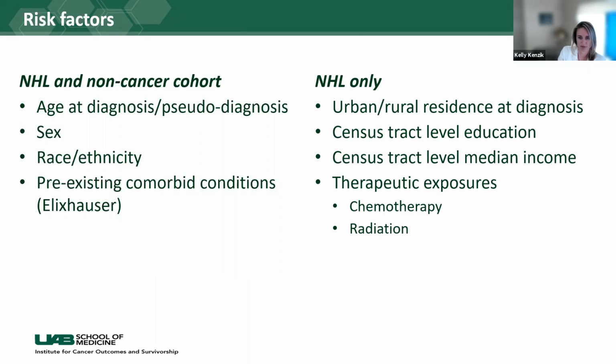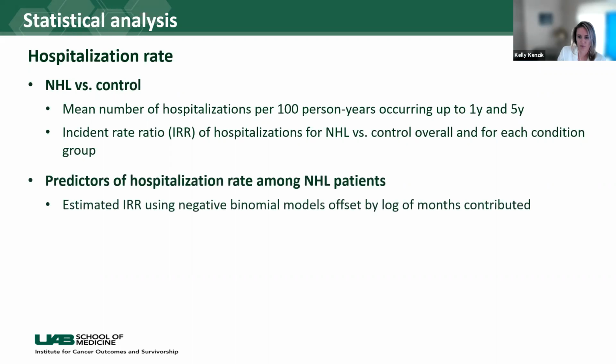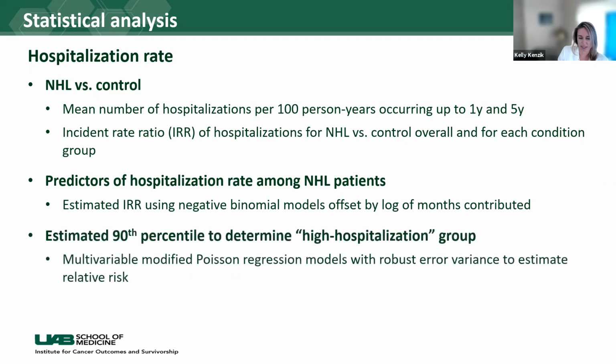From the claims, we were also able to get their therapeutic exposures. So to compare the hospitalization rates between the NHL cohort and the non-cancer cohort, we estimated the mean number of hospitalizations per 100 person-years occurring at 1 year from diagnosis and then over the entire 5 years. So we were able to see that initial spike and then capture the overall 5-year period. We calculated the incident rate ratios overall and for each of the 10 morbidity categories. Among the NHL patients, we examined specific predictors of the hospitalization rates. And then finally, we used the predicted hospitalizations to create a highest-percentile group for high hospitalizations. And then we also looked at a high spending group.